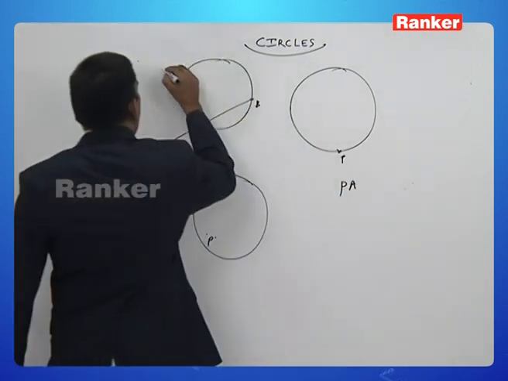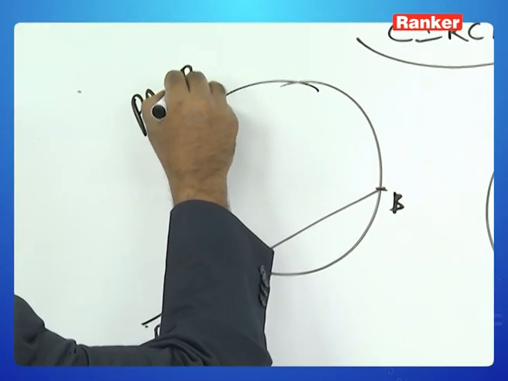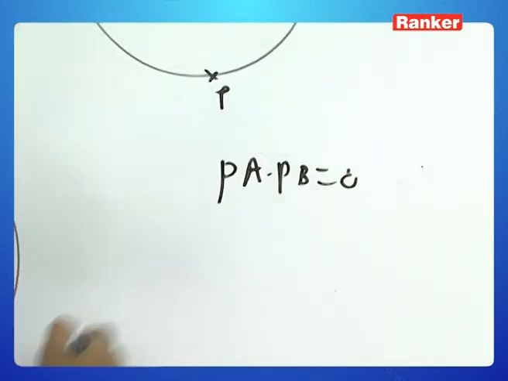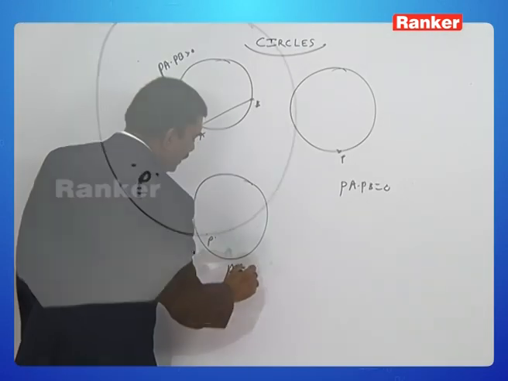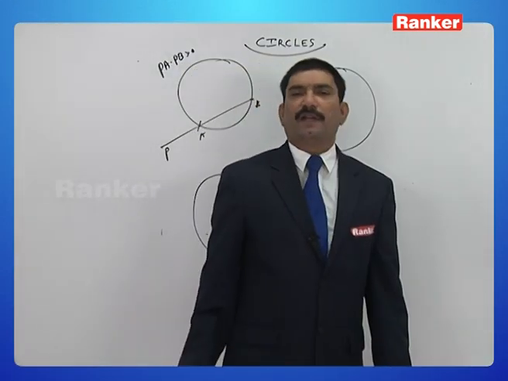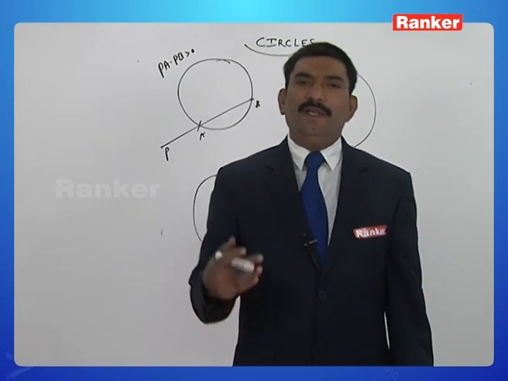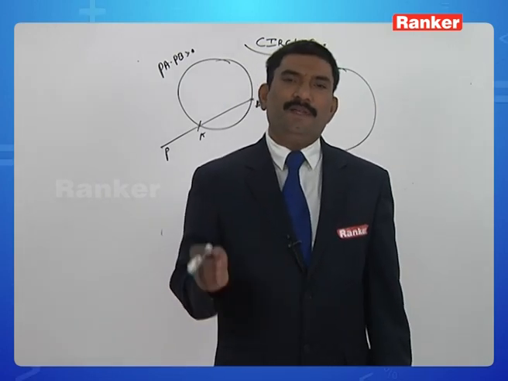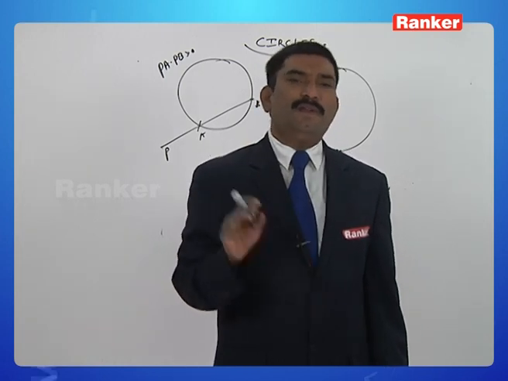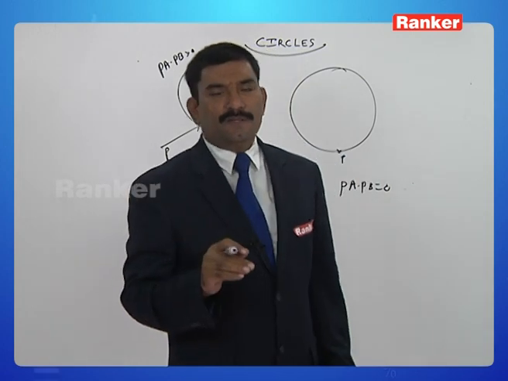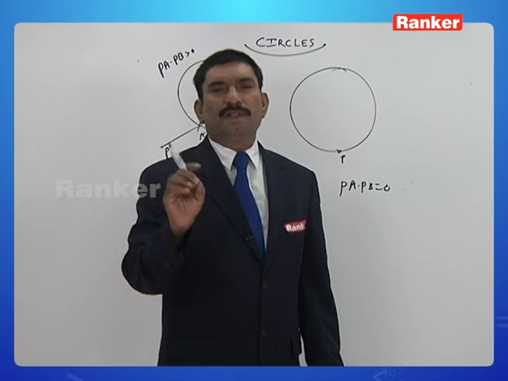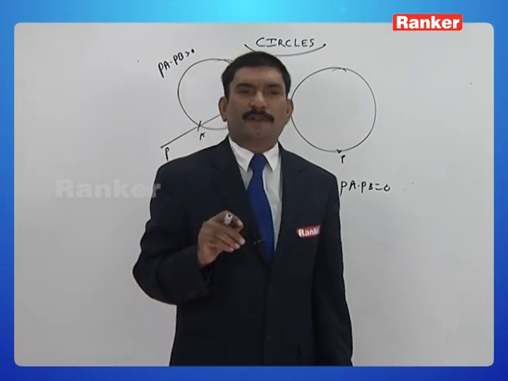Here PA into PB is greater than 0, here PA into PB is equal to 0, here PA into PB is less than 0. It depends upon the position of the point. When P is outside, PA into PB is greater than 0. Inside, PA into PB is less than 0. When the point is on the circle, PA into PB is equal to 0. So we have come across the position of a point P with respect to the circle.